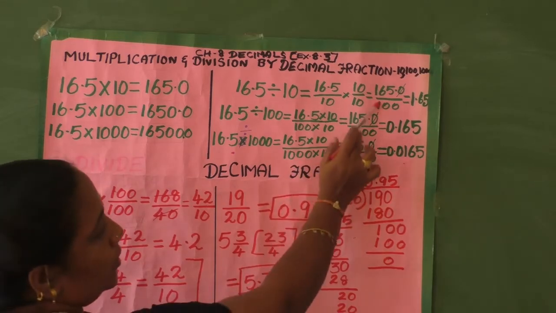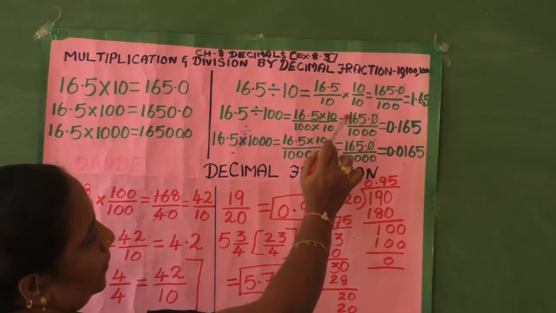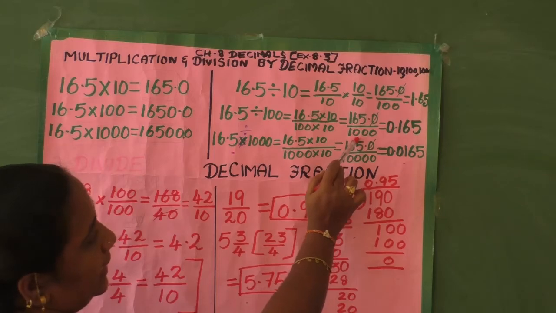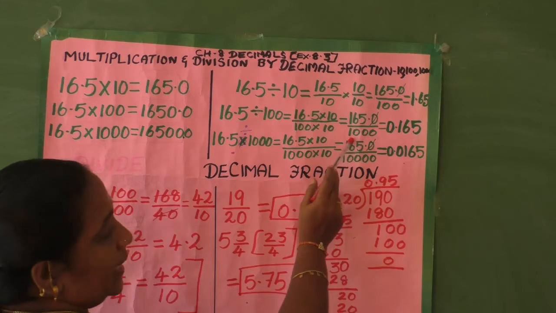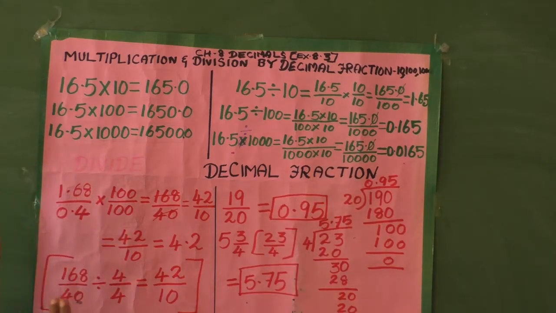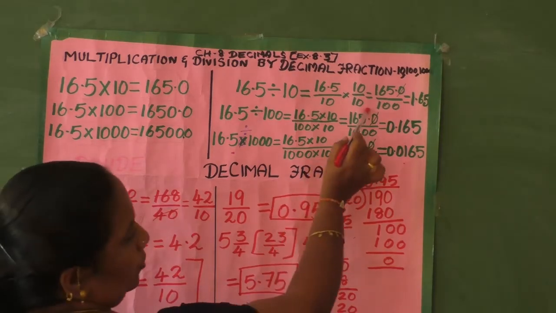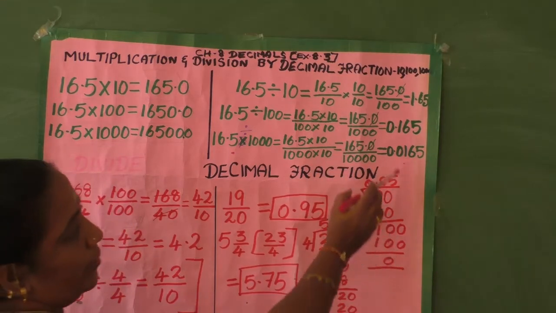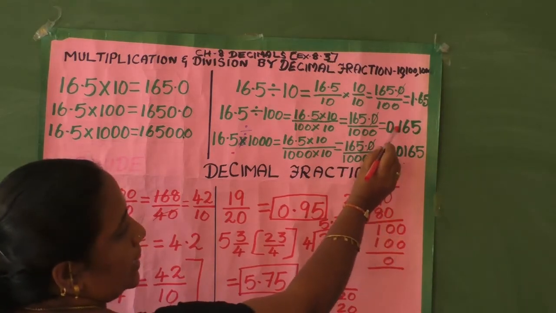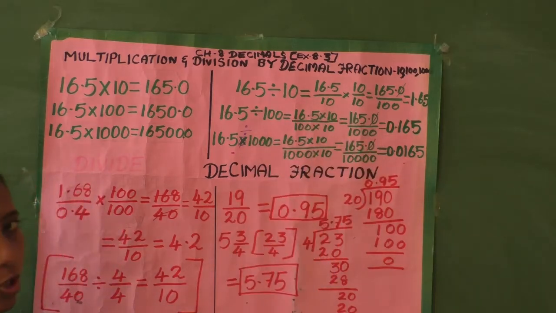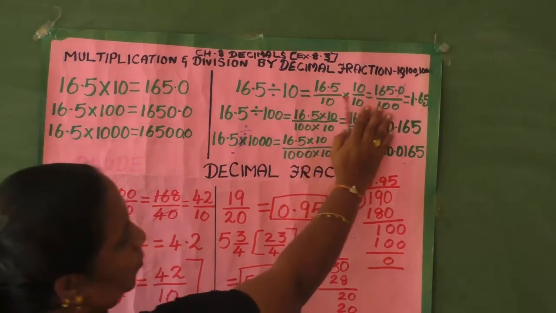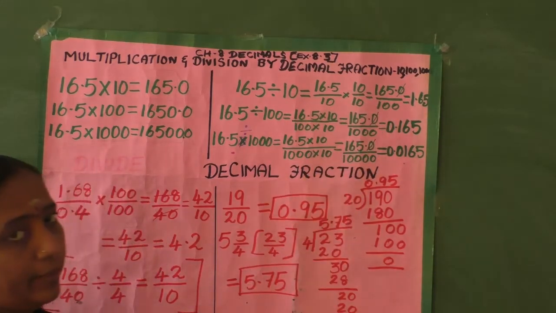So this 1000 only decides the decimal part, isn't it? So 10th place, 100th place, 1000th place, that means 3 places will come in the decimal part. Here you have 3 places only, 165. So after 1, 2, 3 places you have to keep the decimal point. Here you just write the 0. Otherwise 0.165 is also correct.